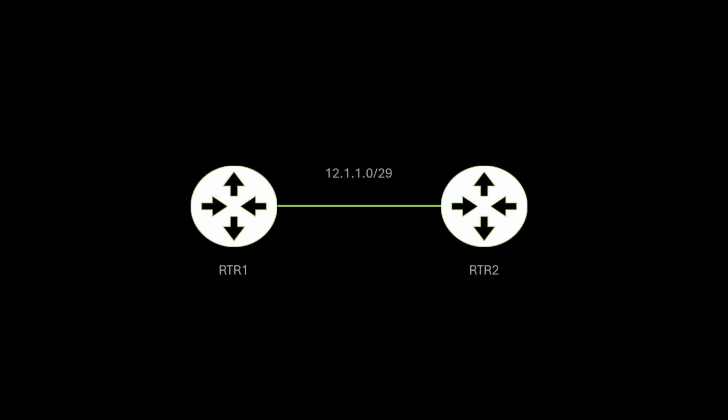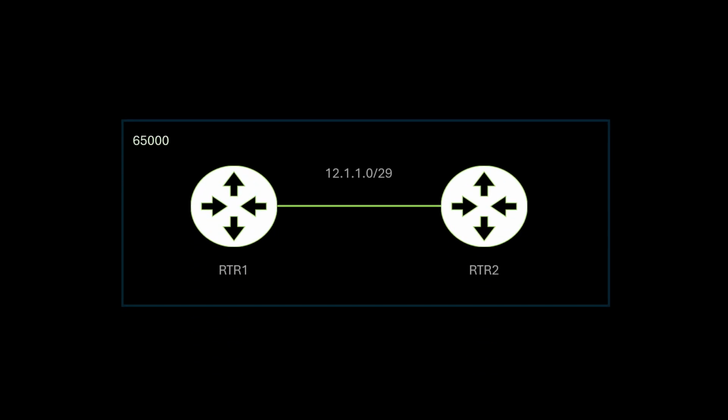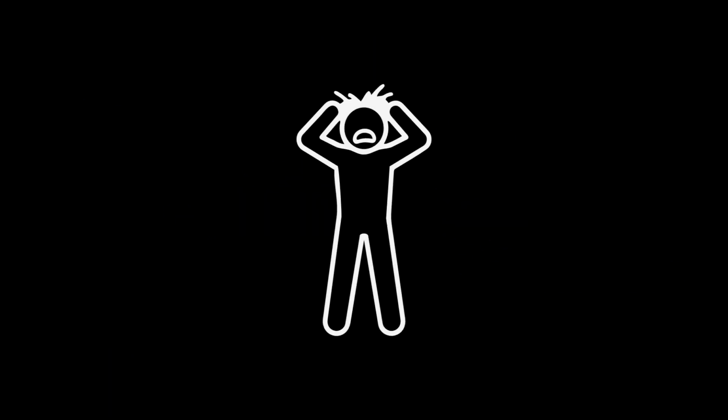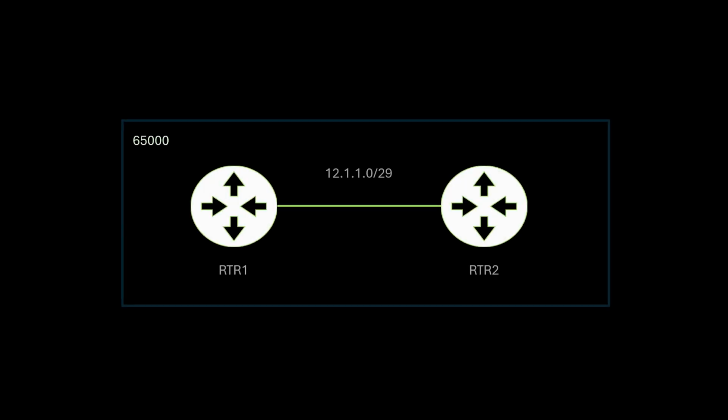BGP states are where a lot of people hit the wall. You read a list, you try to memorize it, and it doesn't stick. All you know is that this one does that, and that one does this. Your brain turns to static. What does it all mean? In this video, I answer that question. Although both routers will be transitioning through the states, this video will focus on the view from router 1's perspective.